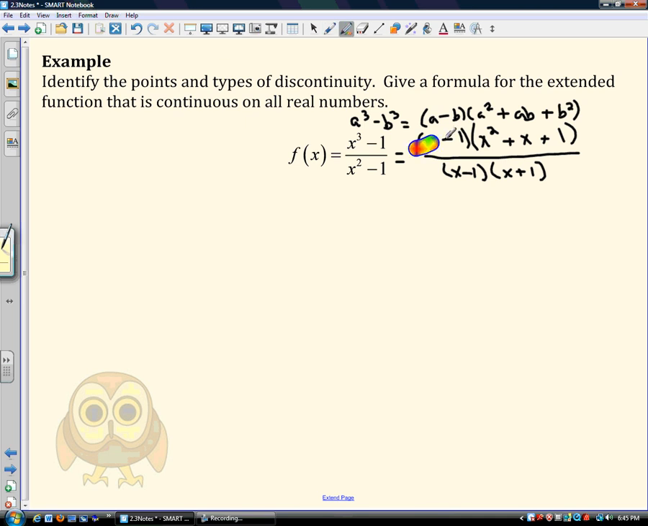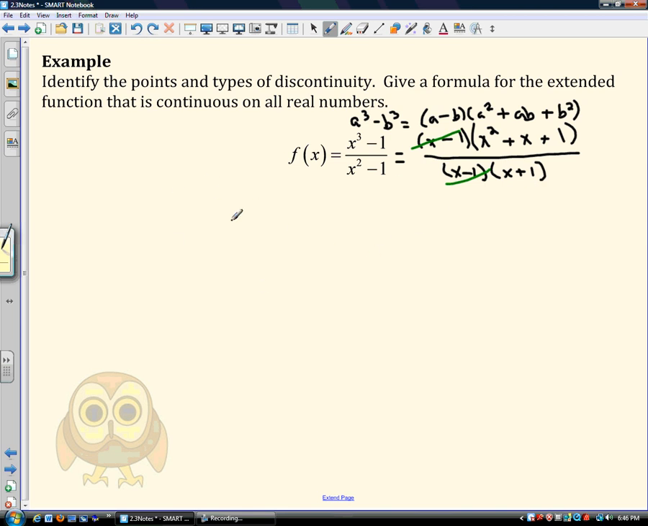Let's do it in a rainbow color. Oh, that was a horrible idea, and you can't see behind it. Okay, stick with the green. Cancel, cancel. Okay, and now the function is fine at x equals +1.